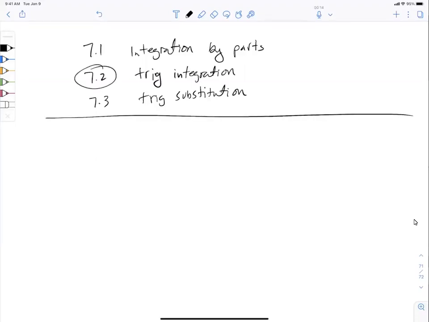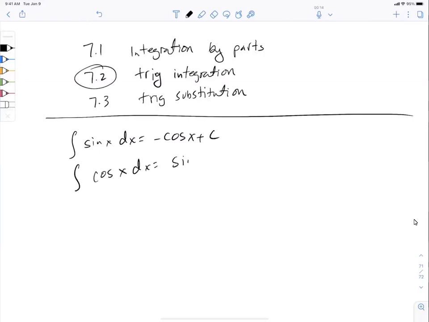Now some trig integrals are pretty straightforward. If I ask what's the integral of sine x, I don't think you would hesitate before saying it's negative cosine x. If I ask what's the integral of cosine x, you would say, well, that's sine x. So that's not too bad.